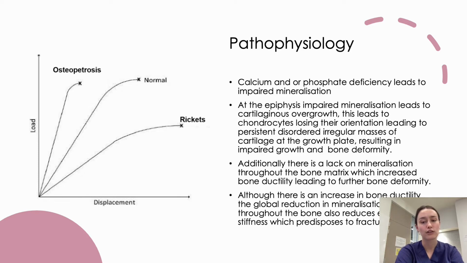And although we have an increase in ductility, the global reduction in mineralisation throughout the bone reduces the extrinsic stiffness, which can predispose to fracture. I quite like the graph on the left-hand side. You can see a normal bone can take a certain amount of load and then it will deform a small amount and then it will fracture. Whereas in rickets, we have the increased ductility. So at smaller loads, there's increased deformation, but it will also fracture under a lower load than a normal healthy bone.